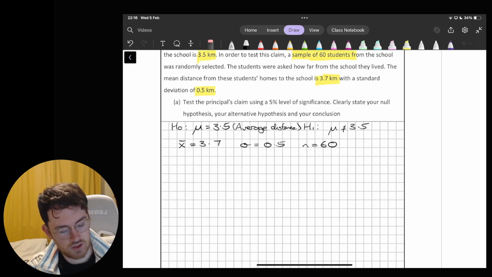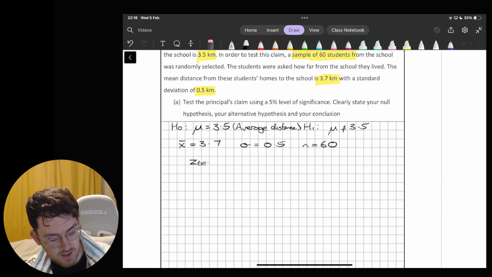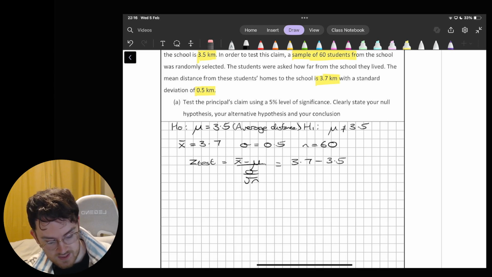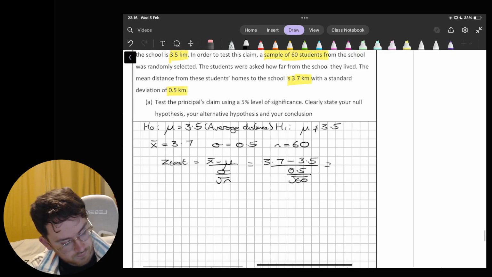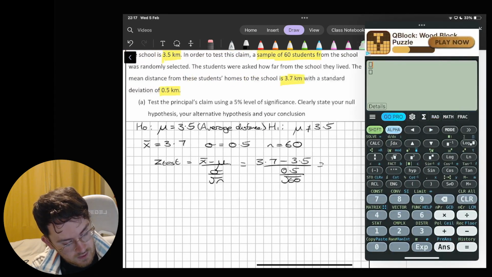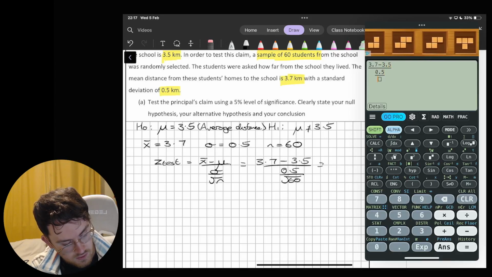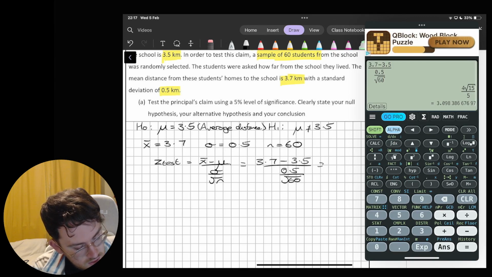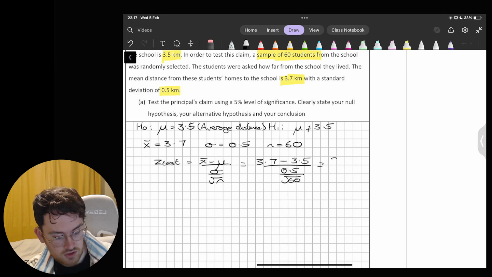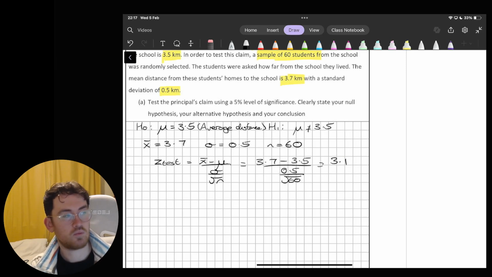It probably is the most straightforward of the tests for mean particularly. So my z-test is x bar minus mu over sigma over root n. Let's fill in the values. 3.7 minus 3.5, because that's what we're testing here, over 0.5 over root 60. 3.7 minus 3.5 over 0.5 over root 60 is 3.09, which is going to round to about 3.10. So we'll stick with an even 3.1 there.